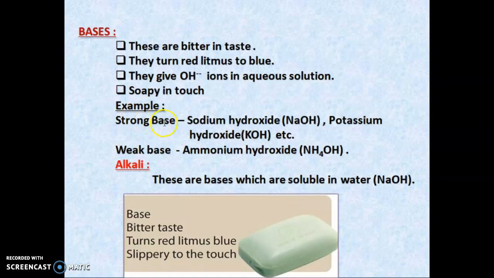Strong bases are sodium hydroxide NaOH and potassium hydroxide KOH. These are the strong bases. Weak base: ammonium hydroxide, that is NH4OH. Alkaline. What is alkaline? Bases which are soluble in water we call alkaline, for example sodium hydroxide. Not all bases are soluble in water. Some of the bases which are soluble in water, we call alkali.